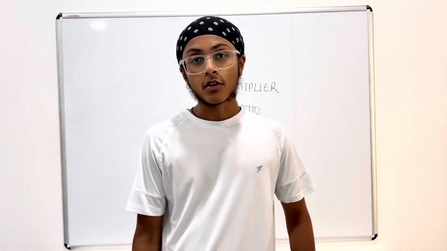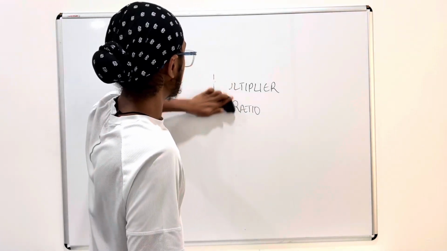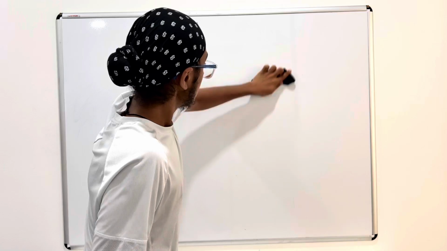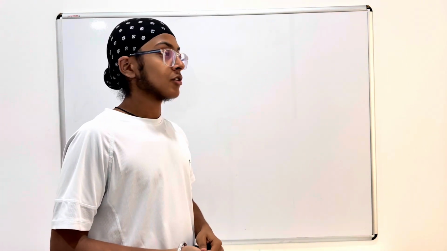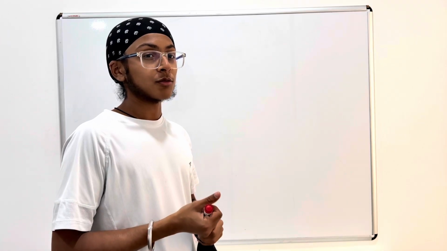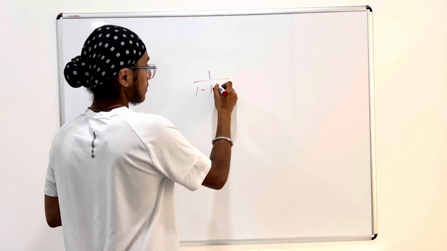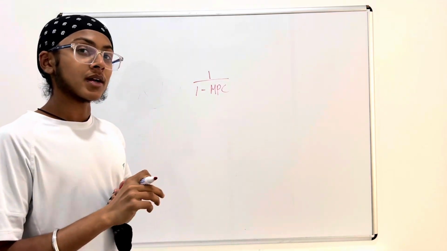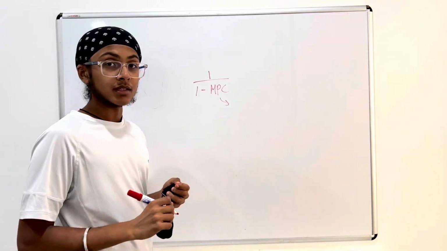Now you might wonder what the multiplier ratio is. So if you're in year 12 and you don't know what the multiplier ratio is, it's not L ratio like the one you see on Twitter. It's a formula that looks something like this. 1 over 1 minus MPC. Now MPC is the marginal propensity to consume.